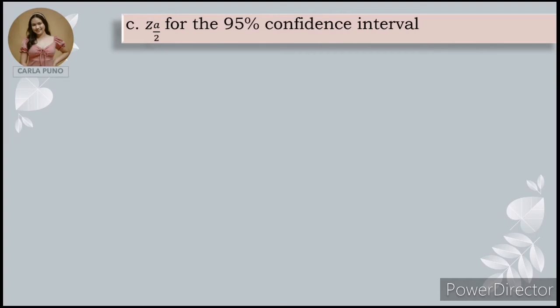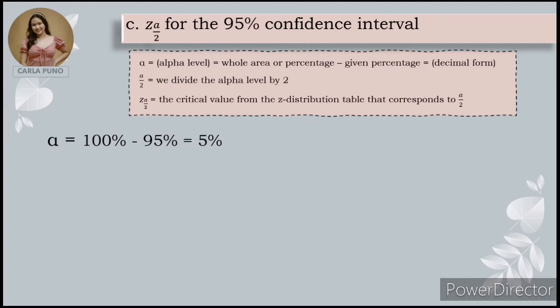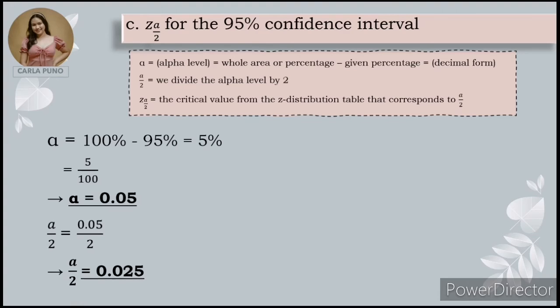Next, we have letter C. Z sub alpha divided by 2 for the 95% confidence interval. We have alpha equals 100 minus our given percentage, which is 95%. Therefore, we have 5%. And then we divide by 100 to get its decimal form. We have alpha equals 0.05. And again, we're going to divide it by 2. For our alpha divided by 2, we have 0.025.